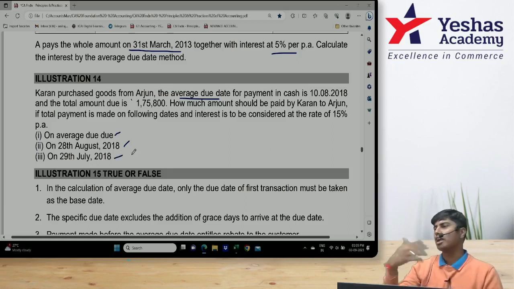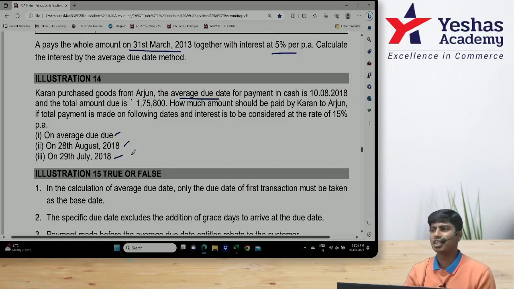So he is paying before the average due date. How many days of interest? 12 days of interest will be saved. Compute 12 days' interest and deduct it from the principal. Did you get it? This is the topic of average due date.